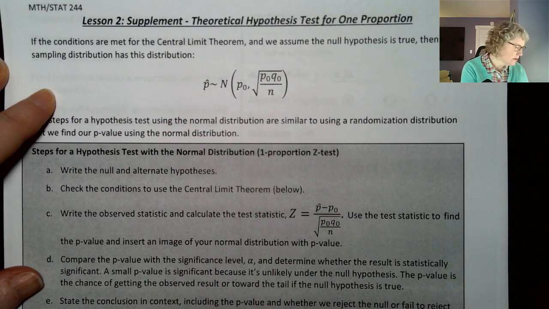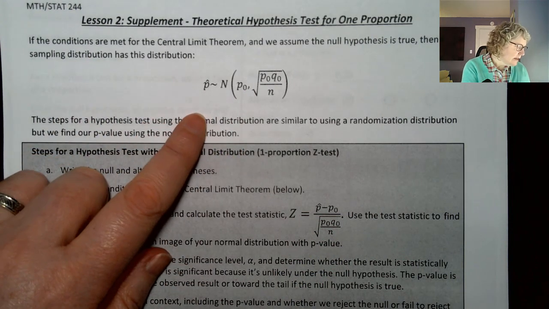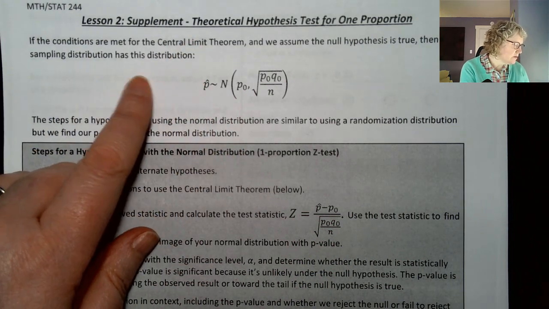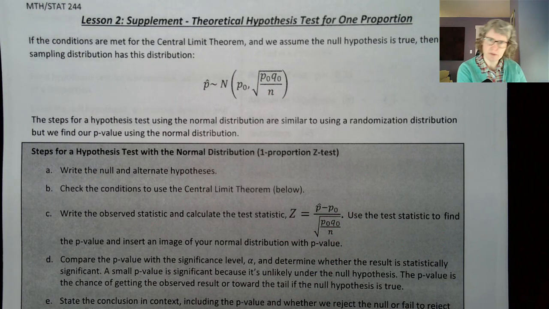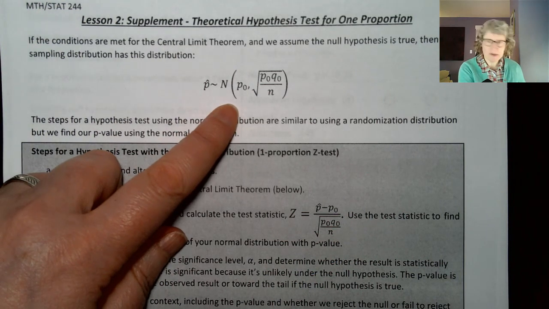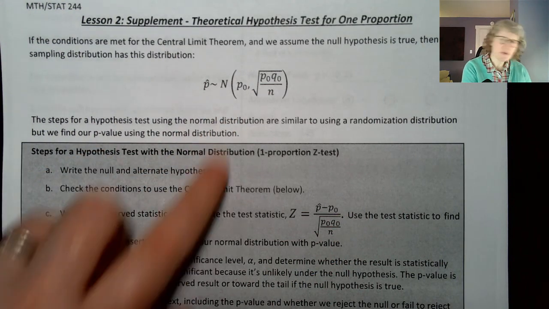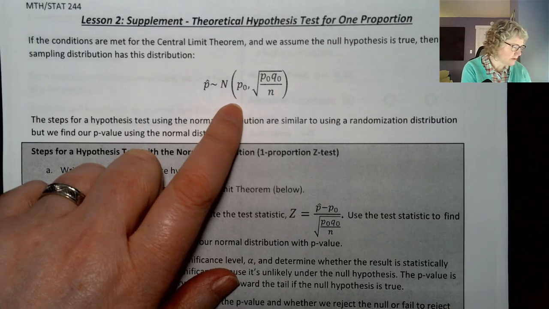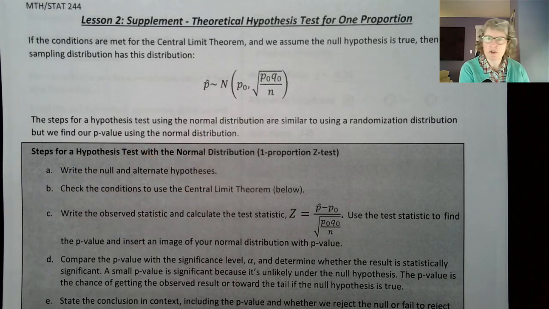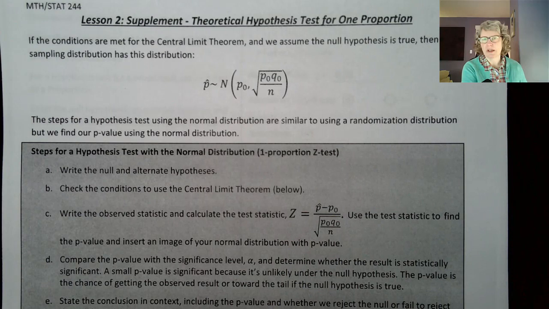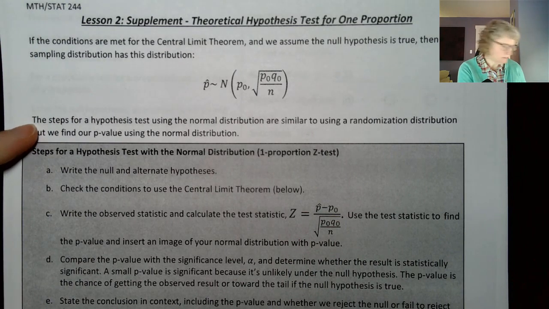Everything we're doing right now is one proportion. And we're using the idea of the central limit theorem and sampling distribution, so the distribution of all random samples. If the conditions are met, and I have the conditions written for you down here, then we can use a normal distribution. That's what we'll be doing. If our conditions are met, we can use the normal model to find our p-value.